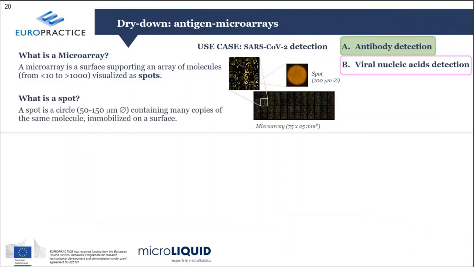And what is a spot? It's just a circle with a diameter in the order of 50 to 150 micrometers, containing many copies of the molecule that we have designed in order to trap our target.